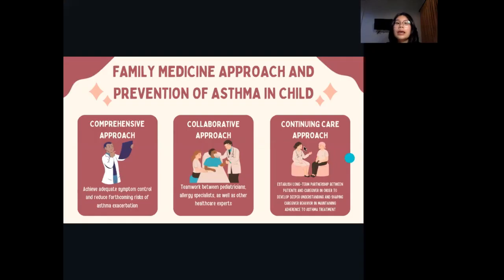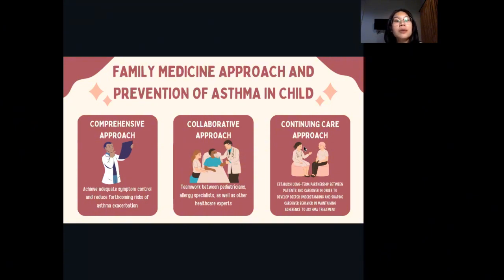Thank you. Good afternoon. My name is Alexandra Cahya Putri with my 3 digits number 112. Today I'll be presenting regarding the family medicine approach of asthma in children. So the role of family medicine is incredibly significant because the prevalence of asthma at the global level is increasing, and also asthma itself requires lifelong treatment, and therefore it is very important that family physicians build an efficient partnership with patients and also their caregivers.